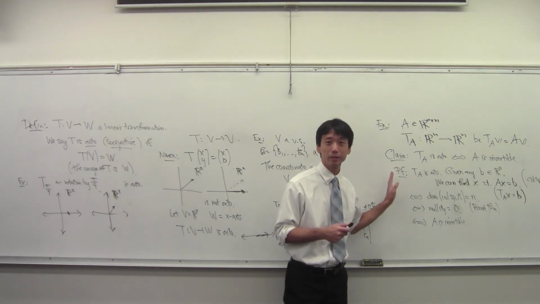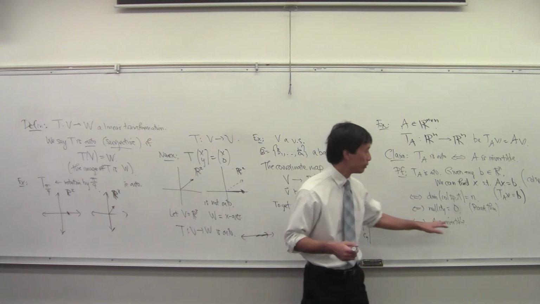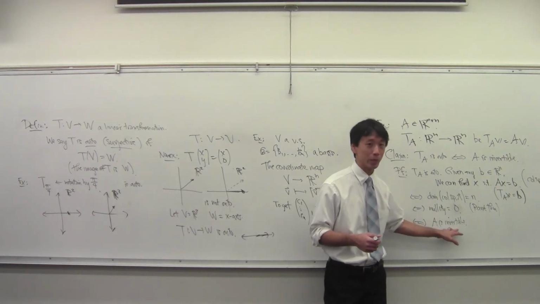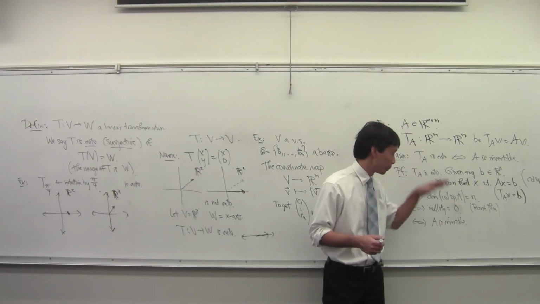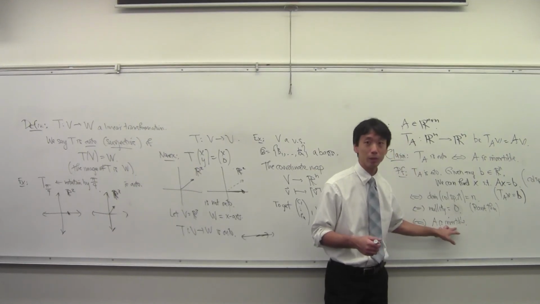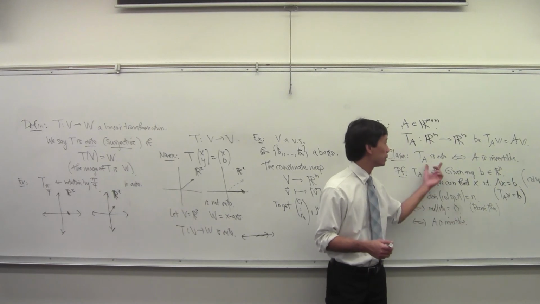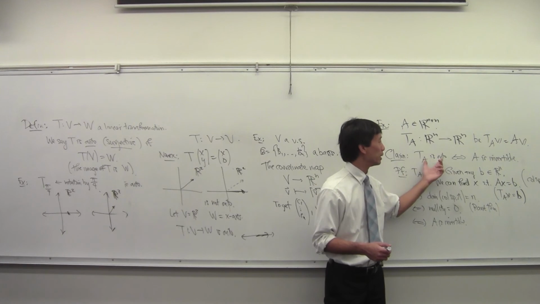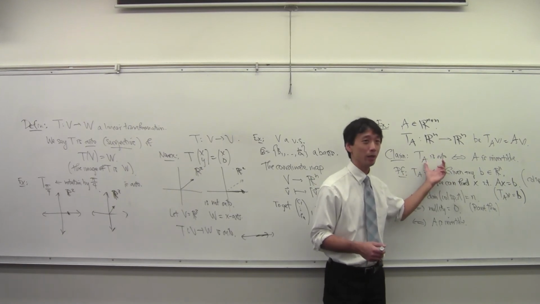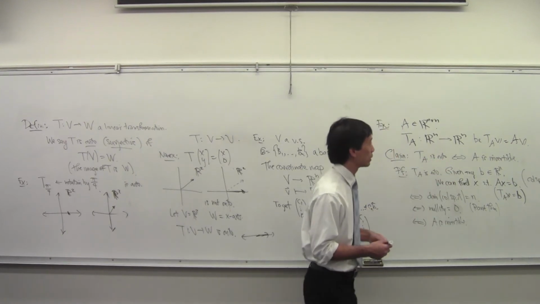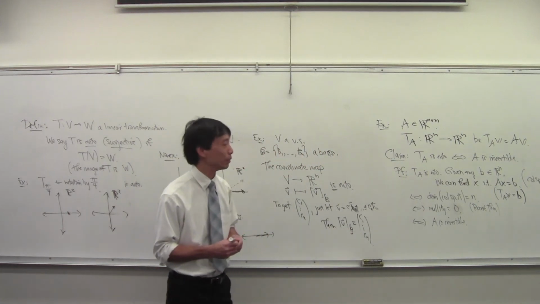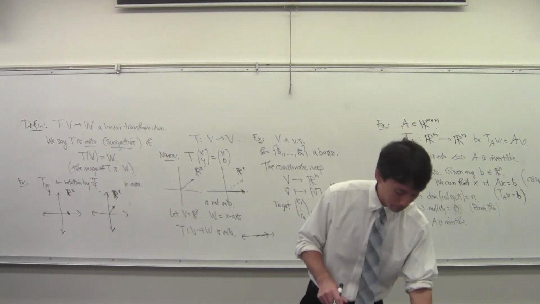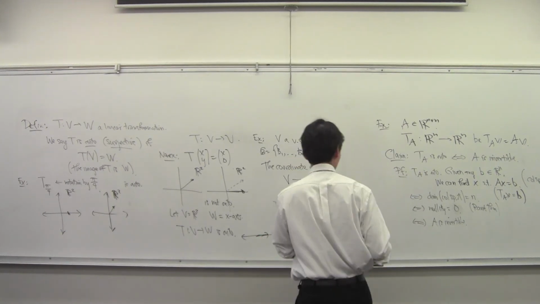Is that all right? Okay. Notice that being invertible is equivalent to T of A being 1-to-1, right? So in this case, being onto and being 1-to-1 are the same thing. For a square matrix, being onto and being 1-to-1 are the same.